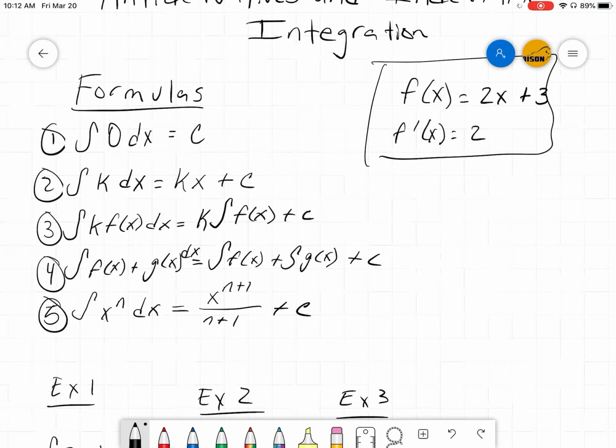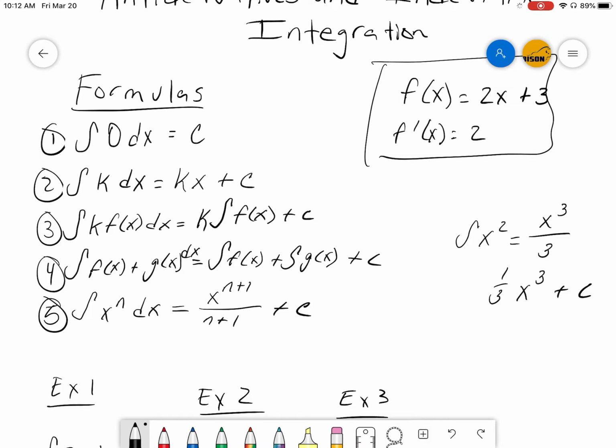Let's just do a quick example. If I have the integral of x squared, okay, this is using rule number 5. To get the integral of it, I need to add 1 to the exponent, so that would be x cubed, and then I'll divide by the new exponent. So this really turns into 1/3 x cubed, and don't forget about the plus c. You can write it as 1/3 x cubed. I'm probably going to write it as x cubed over 3. It's your call. So this is what the integral would be.